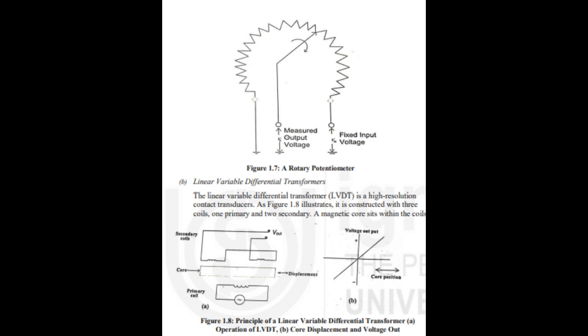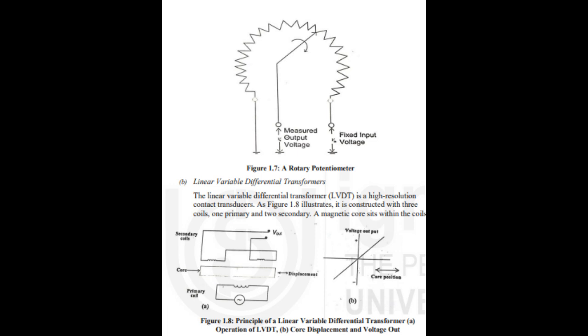B. Linear variable differential transformers. The linear variable differential transformer, LVDT, is a high-resolution contact transducer. As figure 1.8 illustrates, it is constructed with 3 coils, 1 primary and 2 secondary. A magnetic core sits within the coils. Figure 1.8. Principle of a linear variable differential transformer. A. Operation of LVDT. B. Core displacement and voltage out.